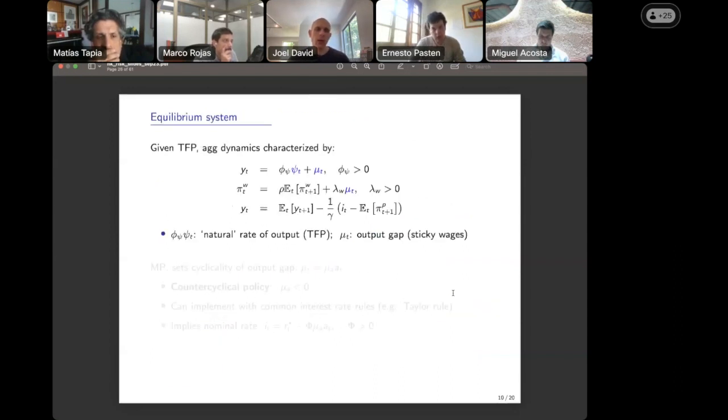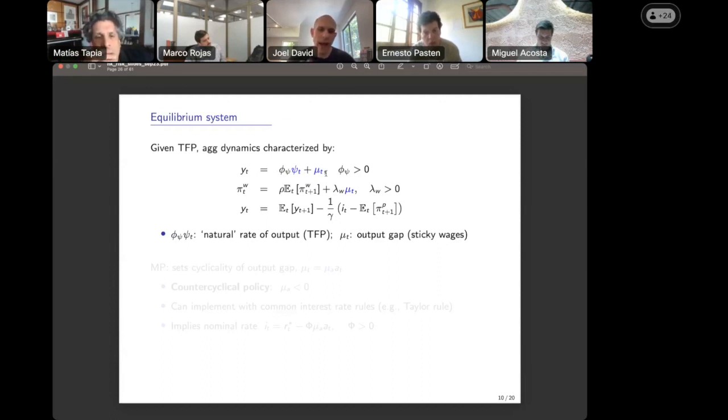Good. So given TFP, the aggregate economy is characterized by these 3 equations. The first equation just shows aggregate output depends on TFP. That's the first term. And an output gap, the standard output gap in the New Keynesian model, what I'll call mu T. If you want, you could think about the first term here as being the natural rate of output, and the second term as being the output gap. That distinction is not going to be quite true in this model, and I'll explain that, but you can think about it that way for now if you want.